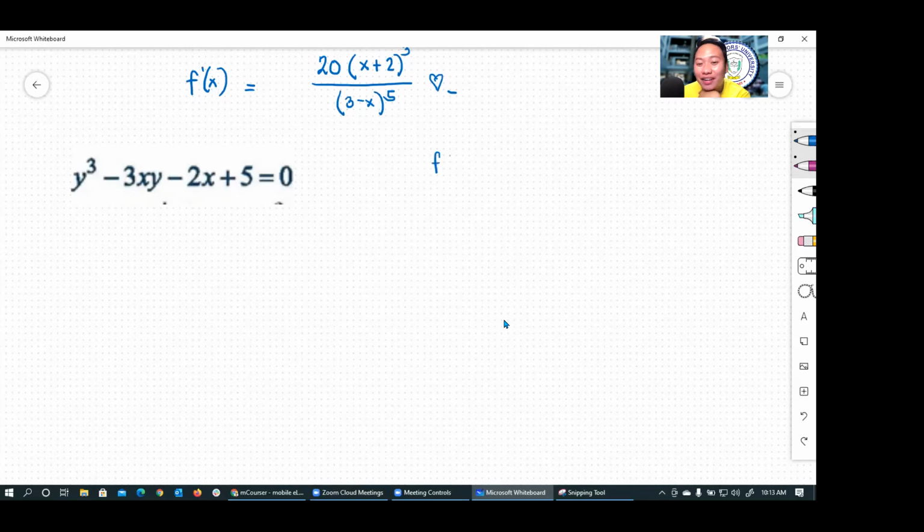Isn't the actual given f of x? Usually we write f of x, no? And then if we are going to get the derivative, the notation is f prime of x. Do you follow? Remember in junior high school math, f of x is just simply equal to y. Yes or no? Yes, sir.